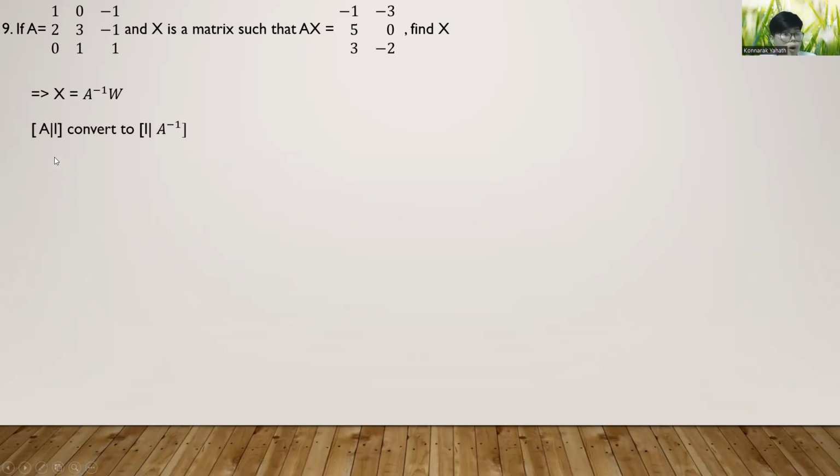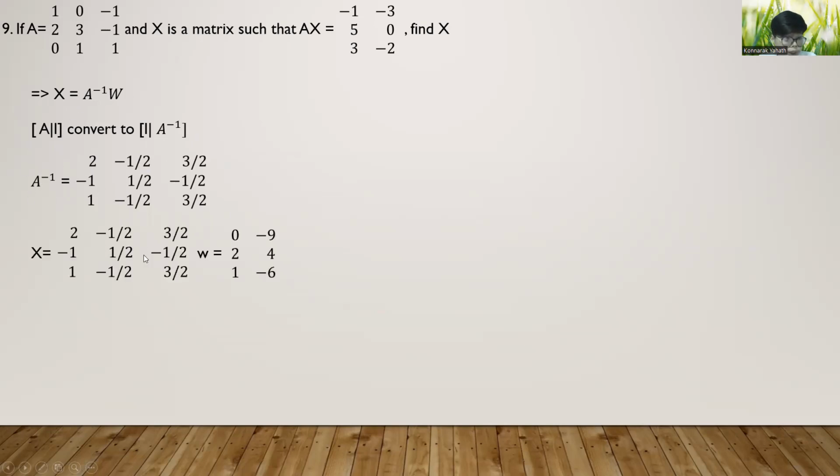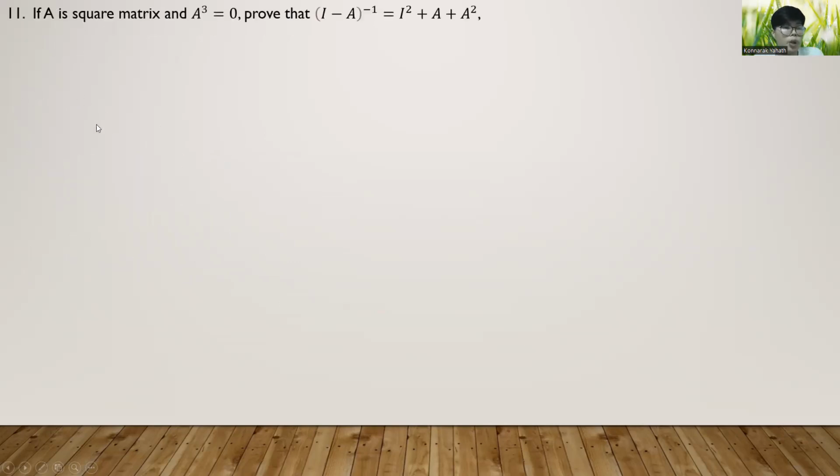To find this, I form the super augmented matrix here, A and I, and convert it to this form. By converting this super augmented matrix to the form, I get the inverse of A, and it equals this value here. Now, to find x, we must multiply this inverse of A by W here, and the final answer here is 0, -9, 2, 4, 1, and -6. Is the answer of x. Problem 11.